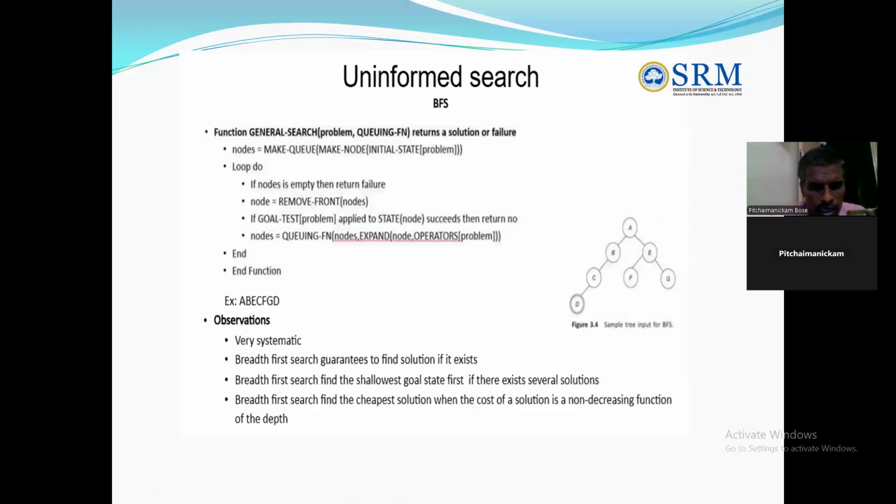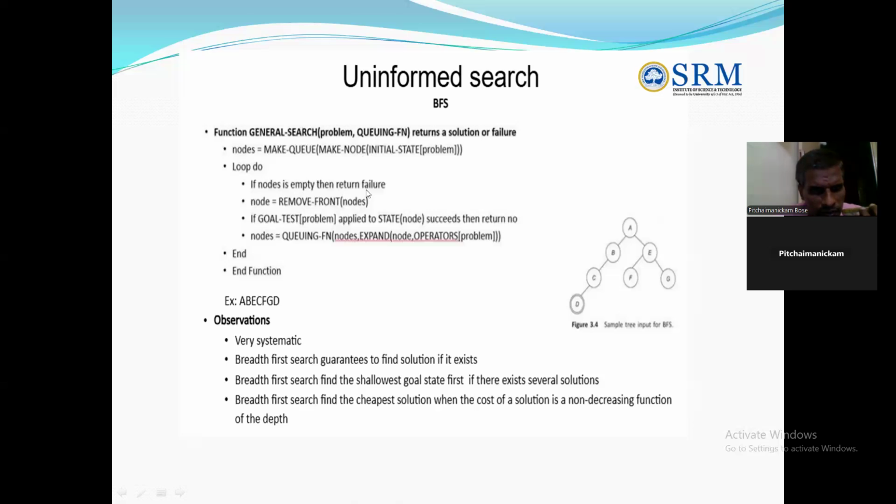Another thing is the general search algorithm that should be represented for implementing the breadth first search. First, we are using one of the important data structures, called the queue data structure. Here we are writing the code also. We write the code as make queue of make node of initial state of problem. The problem is associated with the initial state, and this information is associated with the make node, and all of this information has to be assigned in the queue. After that, in the next step, we repeat the loop.